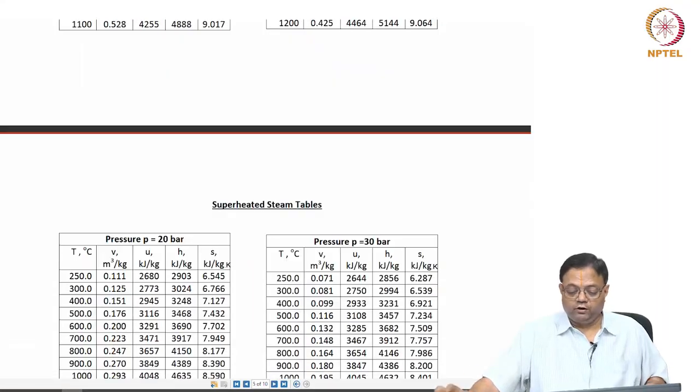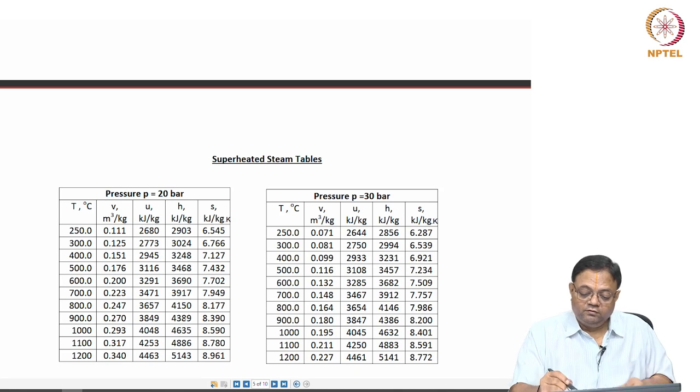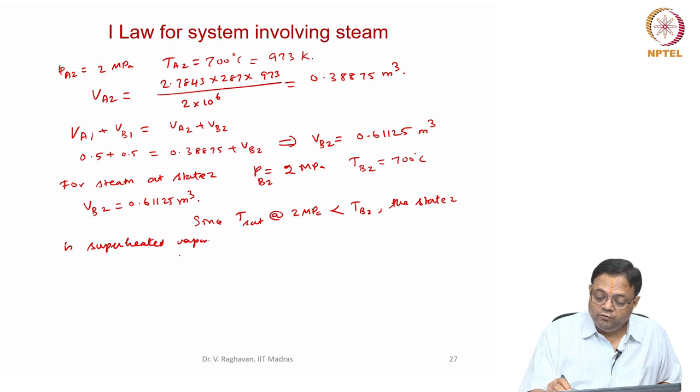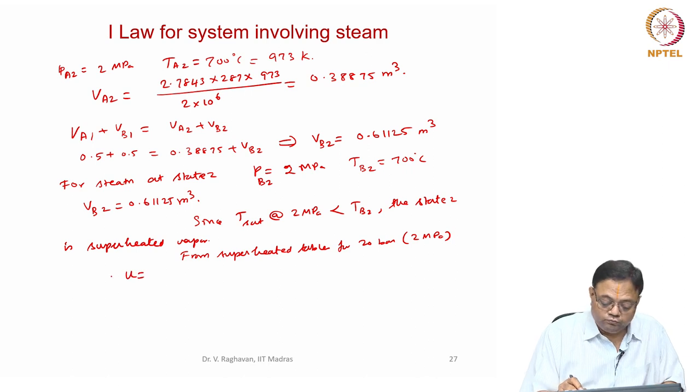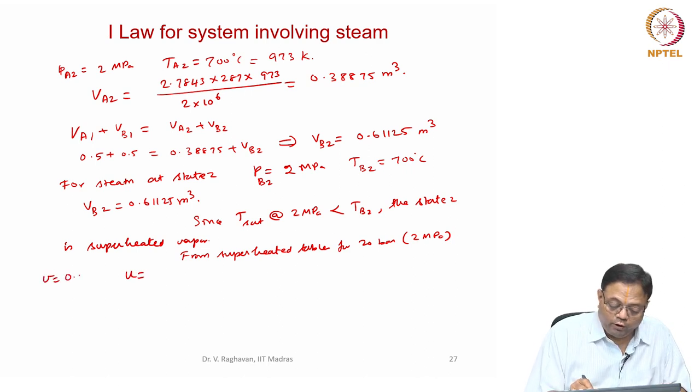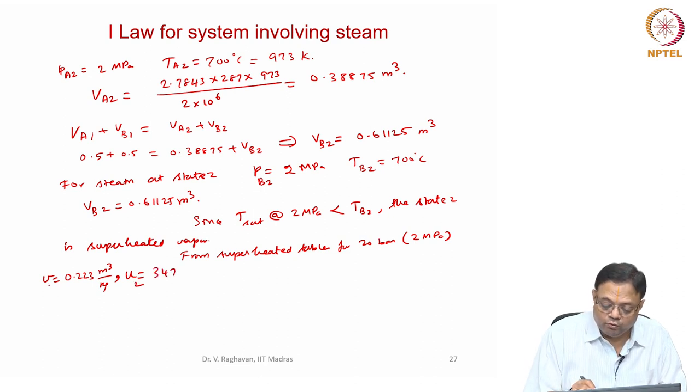Go down the superheated tables, go to the pressure of 20 bar. Here the temperature is also given. So now I can take the value of V as 0.223 and U as 3471. So from superheated tables for 20 bar or 2 megapascals, V equal to 0.223 meter cube per kg and U2 equal to 3471 kilojoules per kg. This you can retrieve.